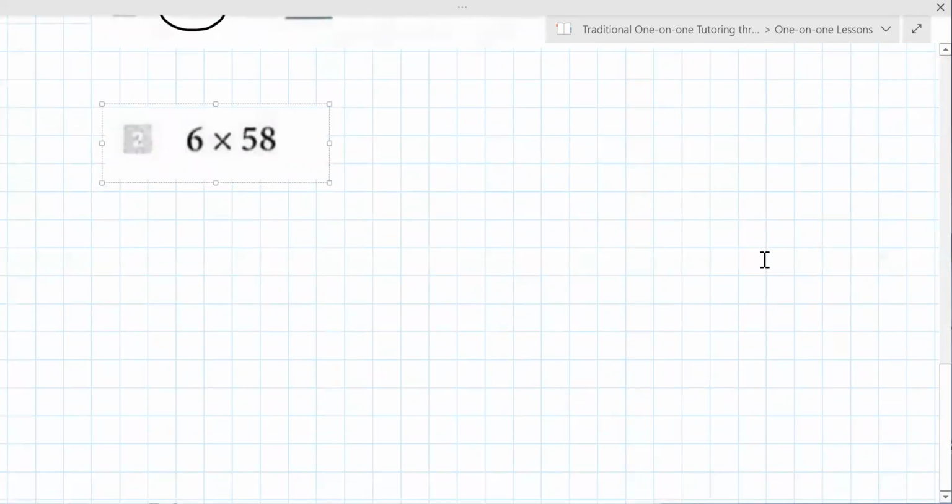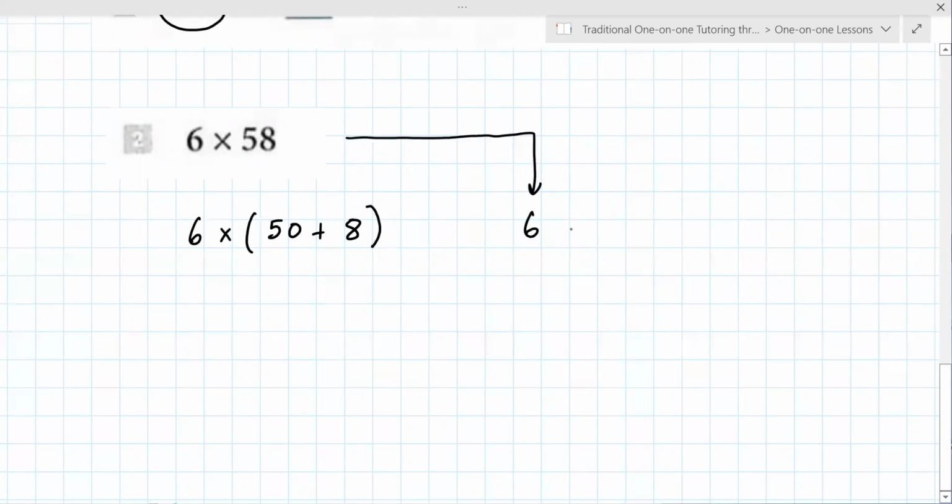6 times 58. Okay, and they're trying to show you a new way of doing this. We did this in class. Yeah, and this is what's a little bit different. 6 times, and then what you do is you write in parentheses 2 numbers. So this is going to be 50 plus 8. The reason is if it's a 2-digit number, you do a 50. Now, in truth, there's actually a couple ways you could do this. Some students, this is actually the preferred way. They look at it as 60 minus 2. Now you're probably not there yet, but that is another way to do it.